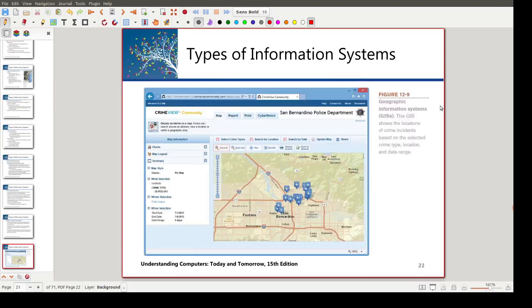So this GIS shows the locations of crime incidents based on the selected crime type, location, and date range. For example, if you have a police department, you record where the problem or incident happened, and then you analyze this data using GIS systems like the Crime View application.